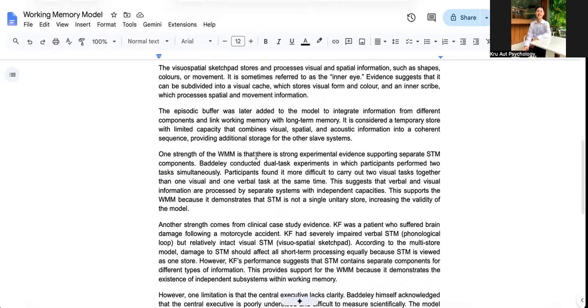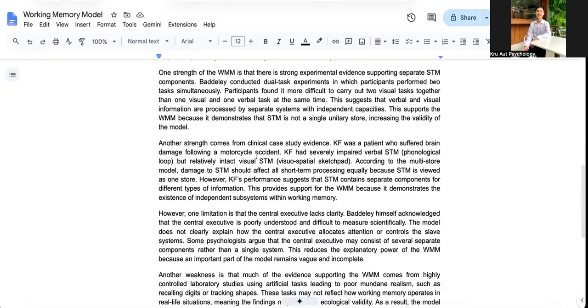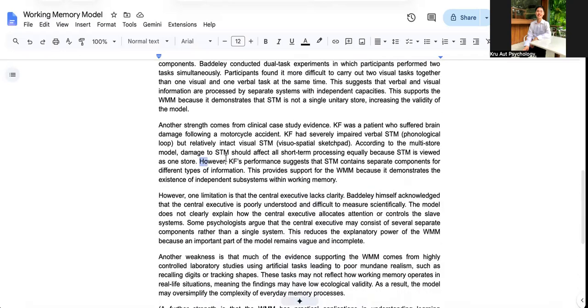In this sentence, it's a different idea. It's the idea that in KF, it's a different case where short-term memory contains separate components for different types of information. And since we already highlighted in the sentence earlier in this paragraph that KF had a damaged phonological loop but a normal visual spatial sketchpad, that's fine. That's perfect. We don't need to refer to the phonological loop and visual spatial sketchpad again.